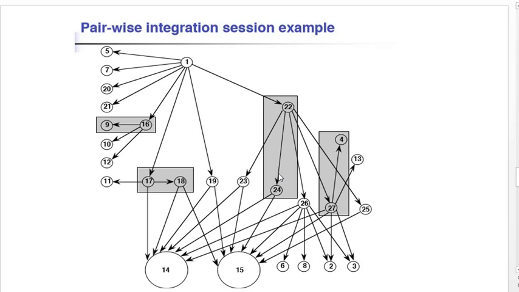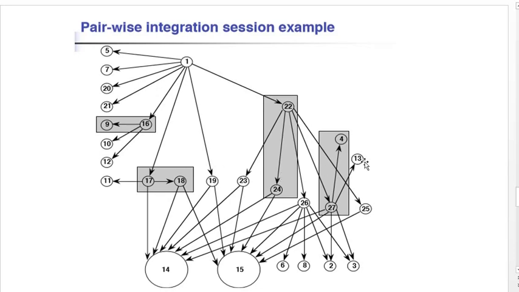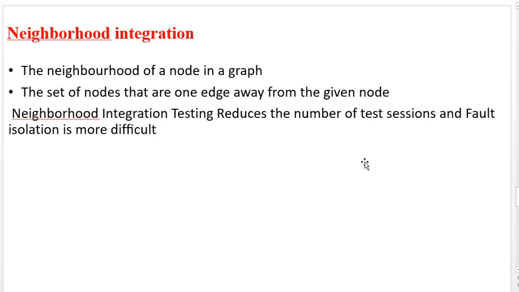So in order to avoid that, neighborhood integration testing is adopted. In neighborhood integration testing, the set of nodes that are one edge away from the given node forms a neighborhood. Neighborhood integration testing reduces the number of test sessions, but fault isolation is more difficult. If we consider one node, we look at how many incoming edges and how many outgoing edges there are, and we group all such nodes as one neighborhood. So nodes at a distance of one edge we combine as a neighborhood.